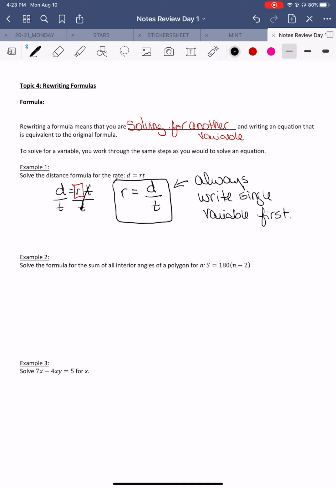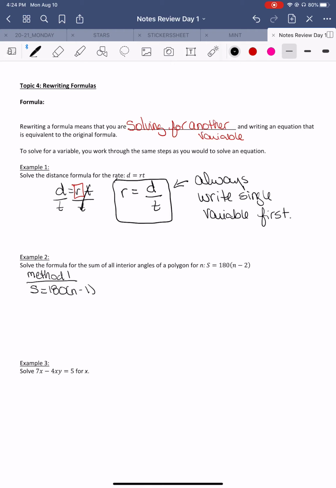Okay. Second example, we have solve the formula for the sum of all interior angles of a polygon for n. If you remember this formula from geometry, S is equal to 180 times n minus 2. We're going to look at two different ways to do this, starting with the first method, rewrite our formula.